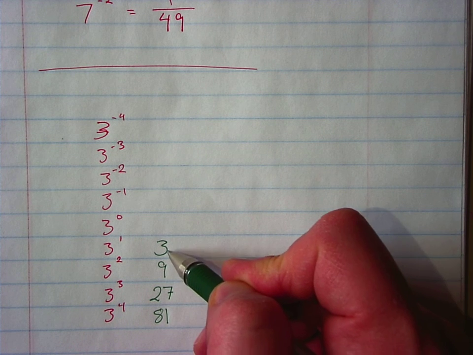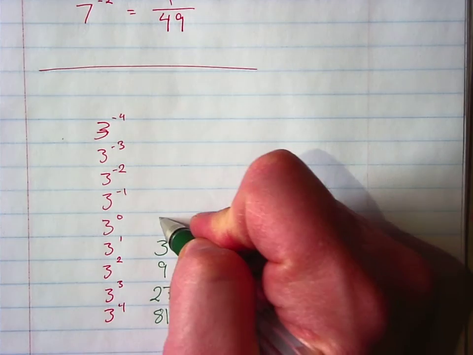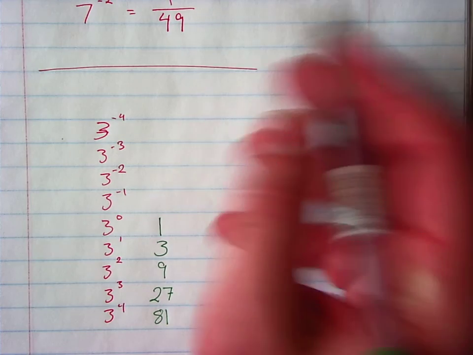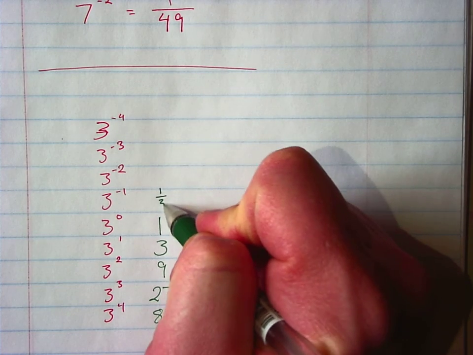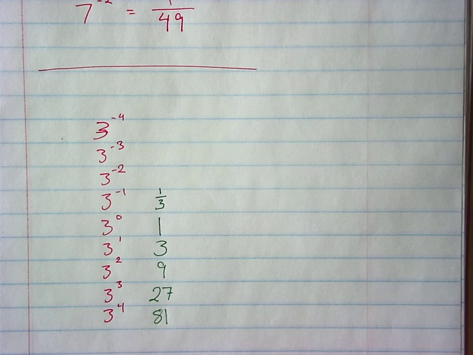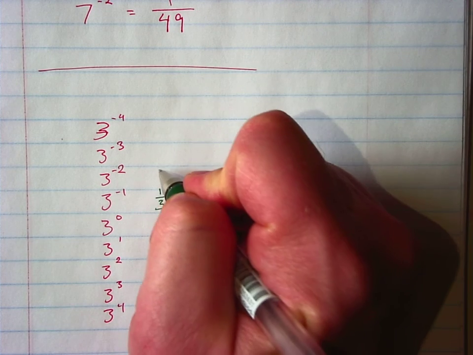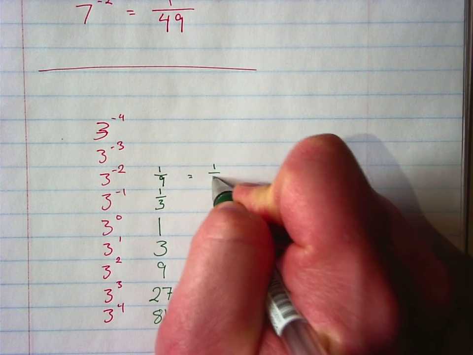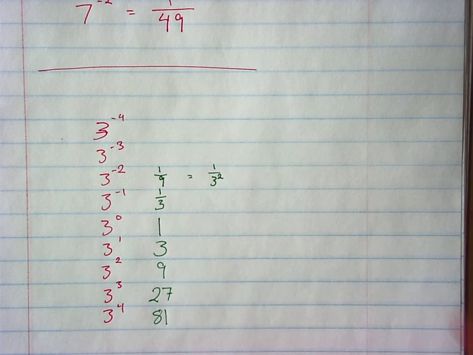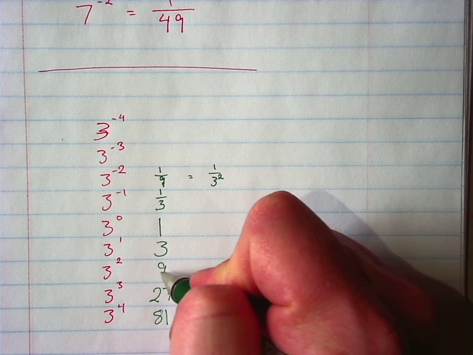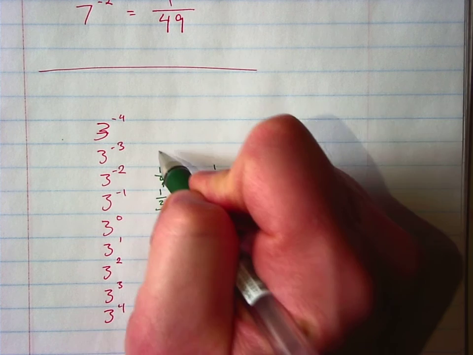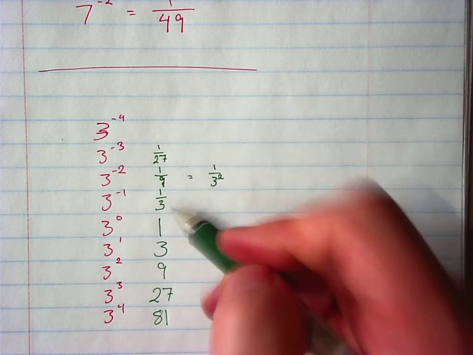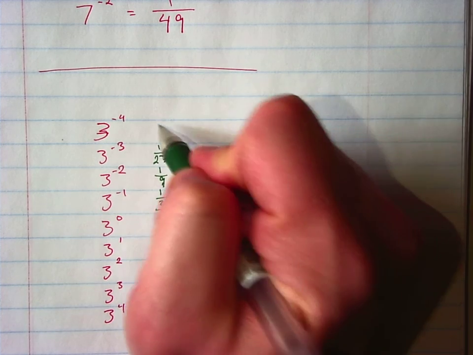There's another way to think about 3 to the 0 being 1. What's 1 divided by 3? The third. Notice we have the reciprocal. What's 1/3 divided by 3? A ninth. It's the same as 1 over 3 squared. Notice the 9. Notice the 9. 1 over 27. Notice the pattern. 1 over 81.